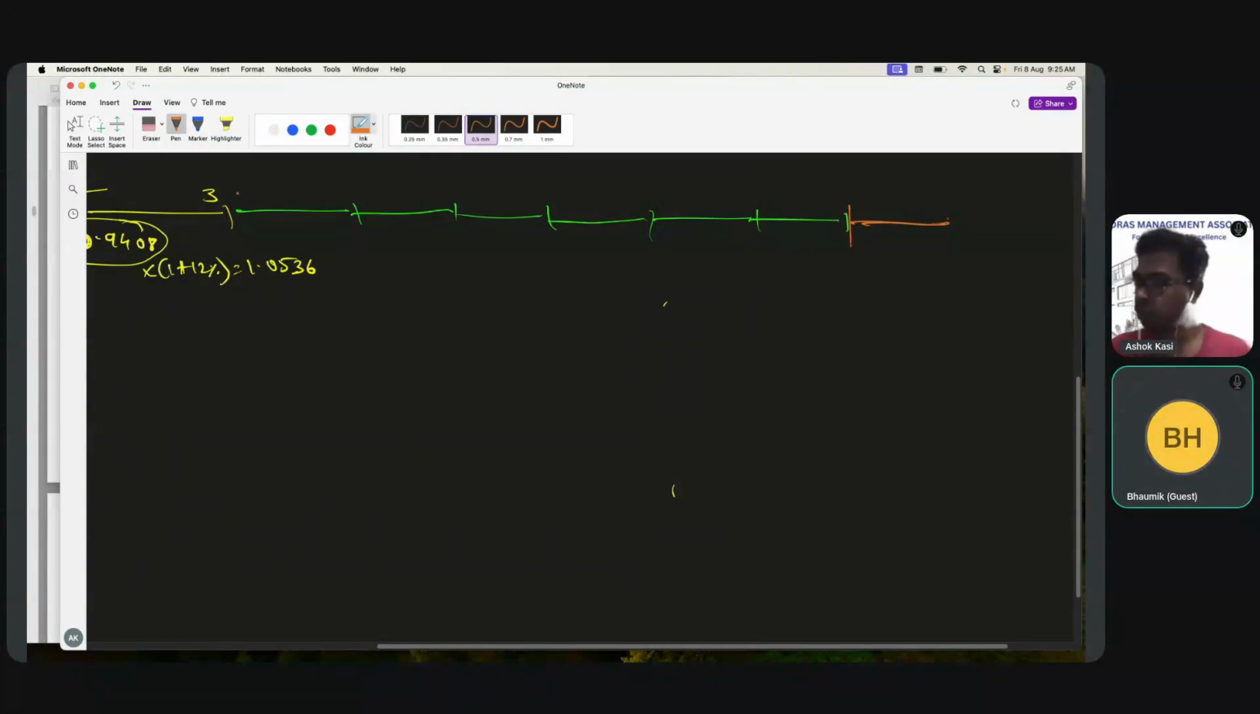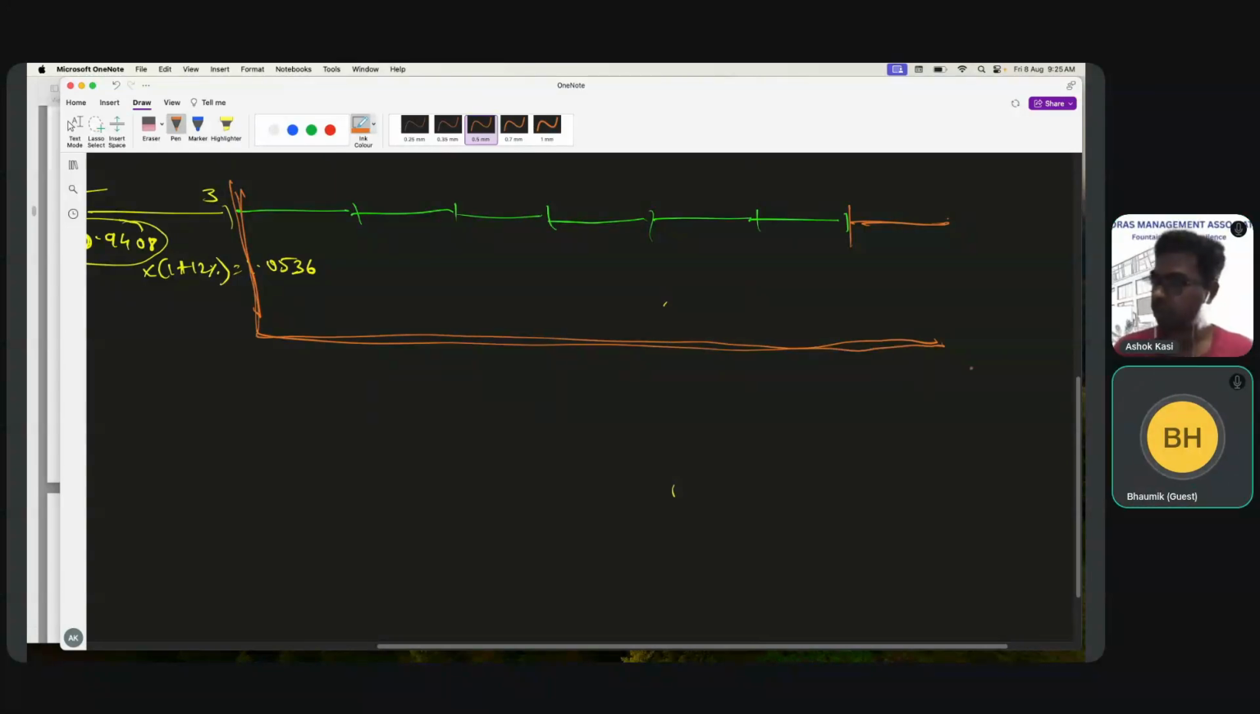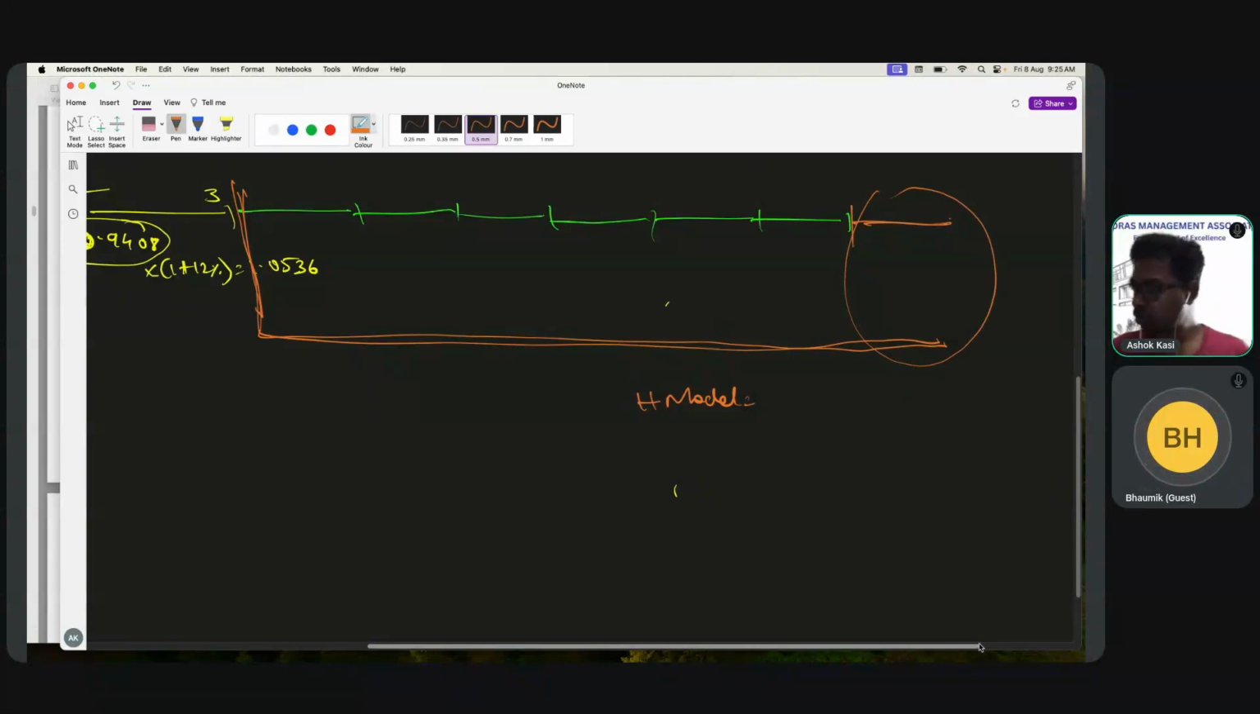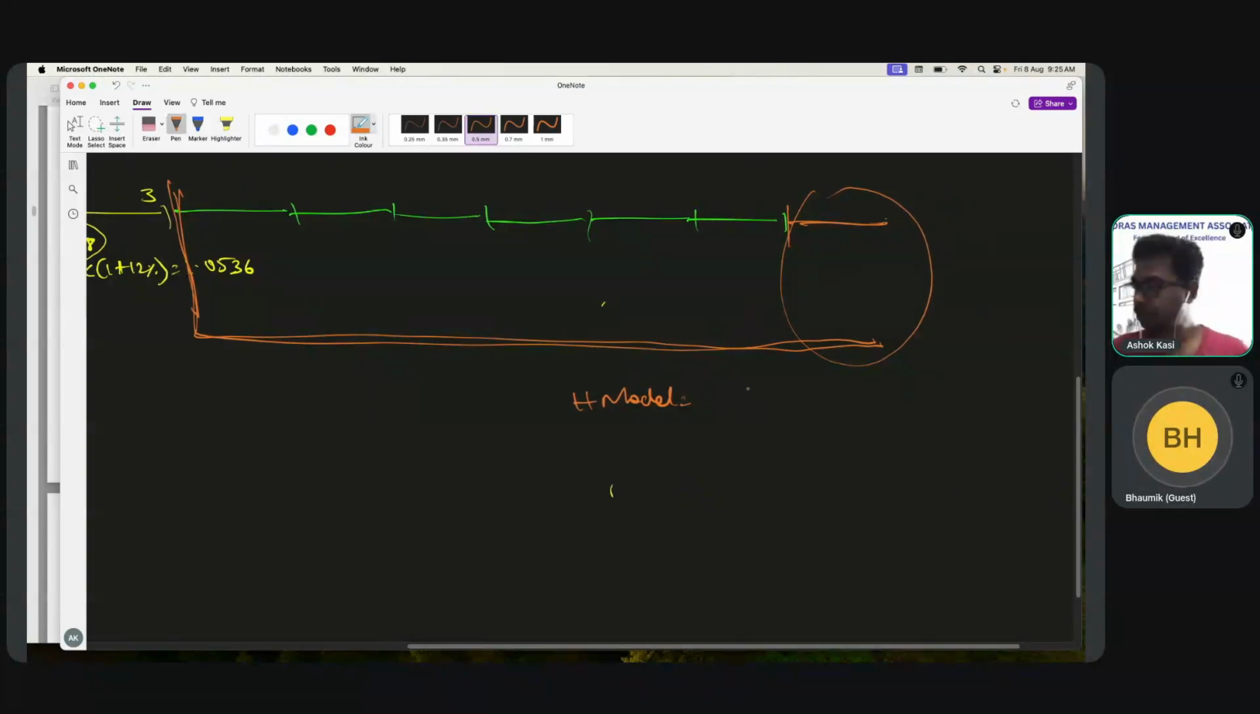Now see, till here it is the growth phase; from here on, the H model begins, not before that. So let's calculate this now from the H model perspective. First, I'll take this one. This is D1. Actually, I need to calculate now what D1 is.